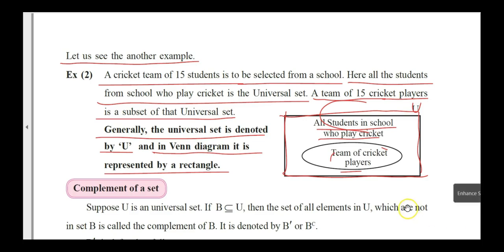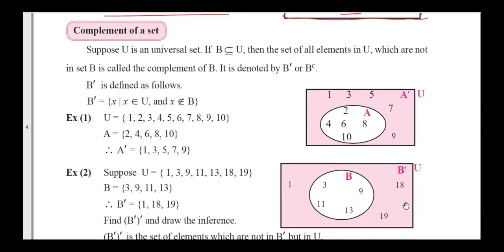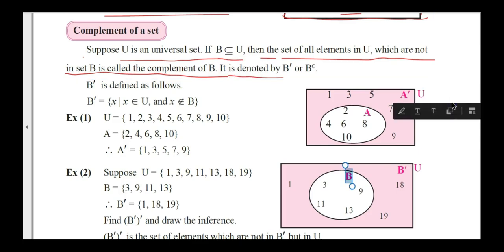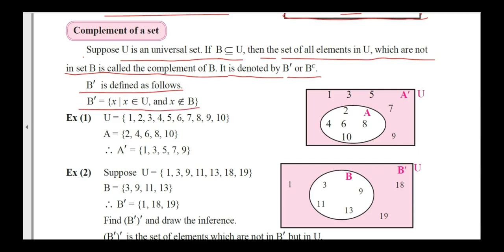Now next, the complement of a set. Suppose U is a universal set, and if B is a subset of U, then the set of all the elements in U which are not in B is called the complement of B. It is denoted by B dash or B raised to C. That is, B dash is defined as B dash is equal to x such that x is in U and x is not in B.